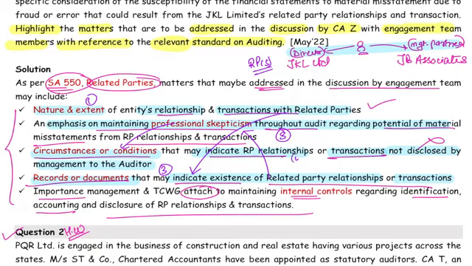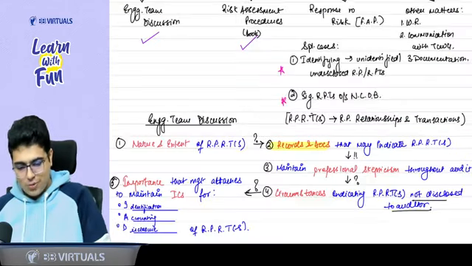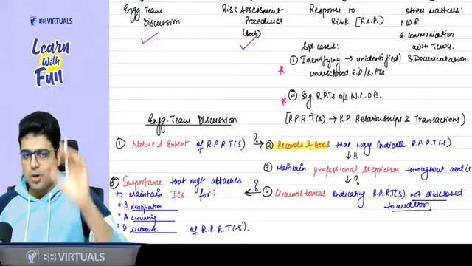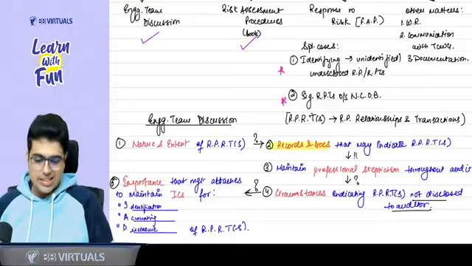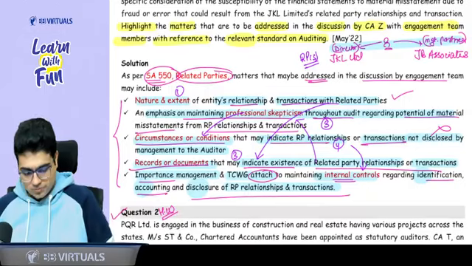Now comes the last point, that this indicates the importance management and TCWG attached to internal control for identification, accounting and disclosure of RPRTs. So don't get confused by this flow. The flow in which we covered this topic, this is how you need to cover it properly. Is topic number 1 clear? Yes sir. Now let's cover the risk assessment procedures from the book.